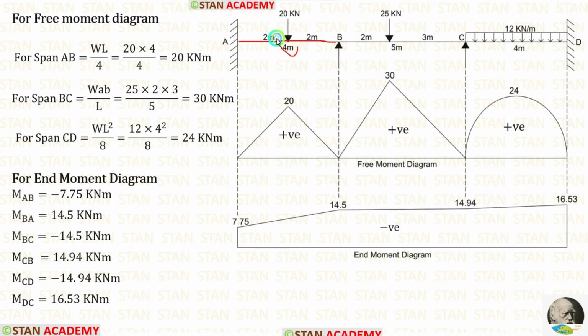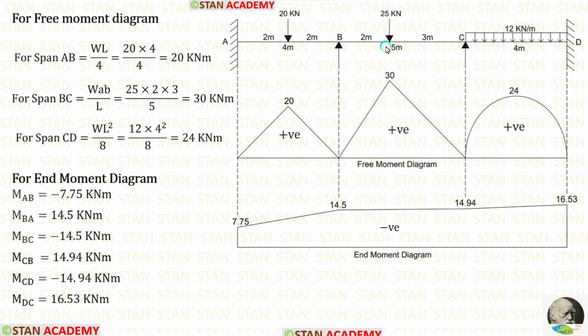In the span AB, a point load of 20 kN is acting on the center. If a point load is acting on the center, the bending moment formula in the simply supported beam is WL upon 4. Here W is 20, L is 4. When we apply it inside the formula, we are getting 20 kN-m.